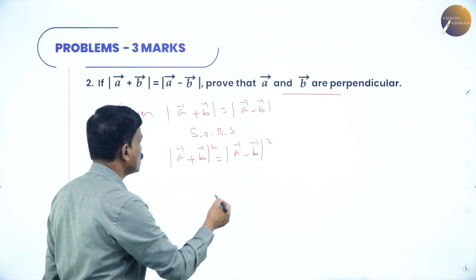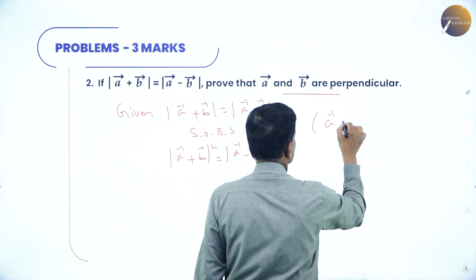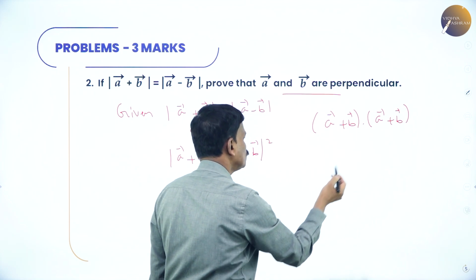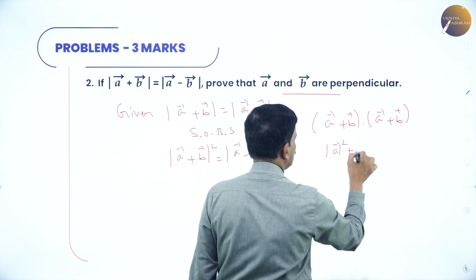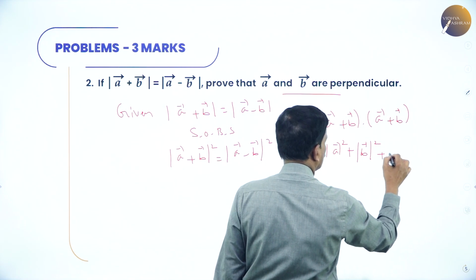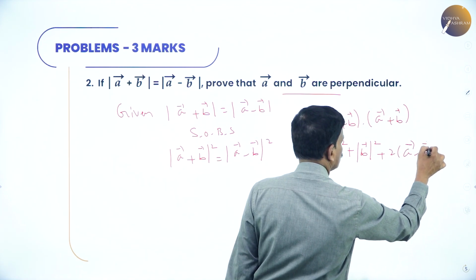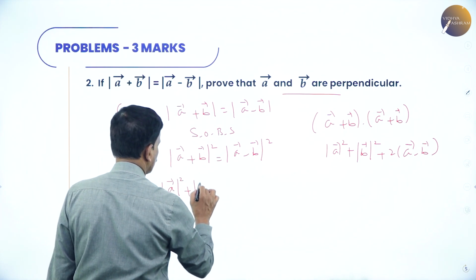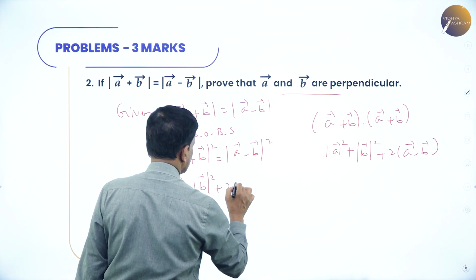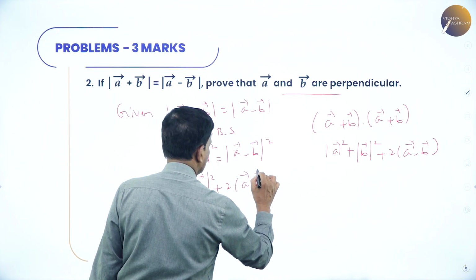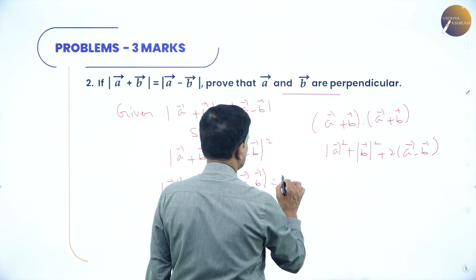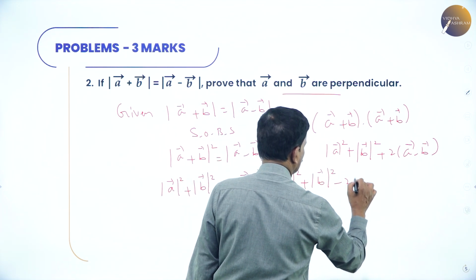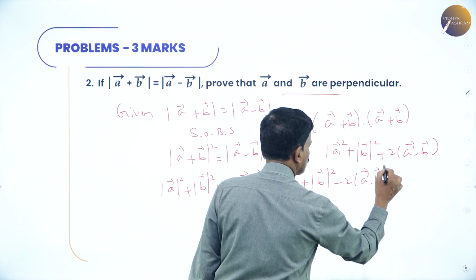Now the length of a plus b whole square is nothing but a plus b dot a plus b. What is this equal to? This is nothing but length of a square plus length of b square plus 2 times a dot b, right? So we can write length of a square plus length of vector b square plus 2 times a dot b vector. Similarly, for the second, a minus b whole square is equal to length of a square plus length of b square minus 2 times a dot b vector.